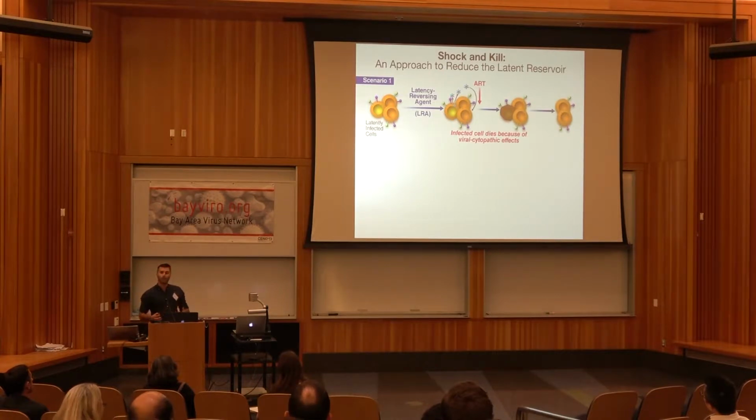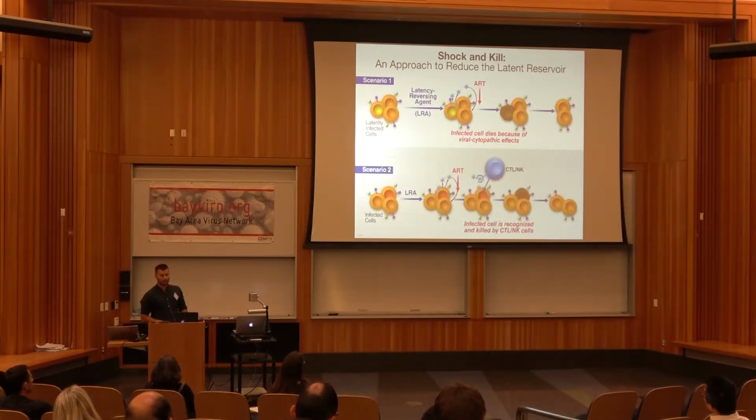Now, since the patient will still be on antiretroviral treatment, the virus could not jump from the infected cells, infecting neighbor non-infected cells, and the reactivated cells would either die because of viral cytopathic effect, or in a second scenario, which is more likely, I believe, the exposure of the viral antigen on the surface of the reactivated cells will make the cells visible to other cells of the immune system, like CTLs and NK cells, and then these cells would identify and kill the infected cells.